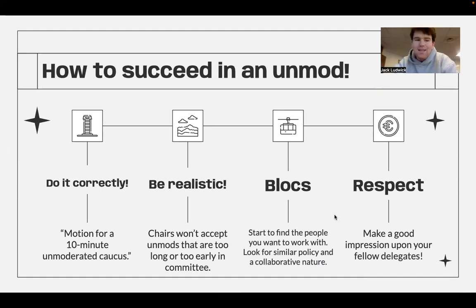And now how to succeed at an unmod? First, motion for it correctly. Motion for a 10-minute unmoderated caucus. Again, unmods do not have topics because you can really talk about whatever you would like. So make sure if you're motioning for it, you know how to motion for it.